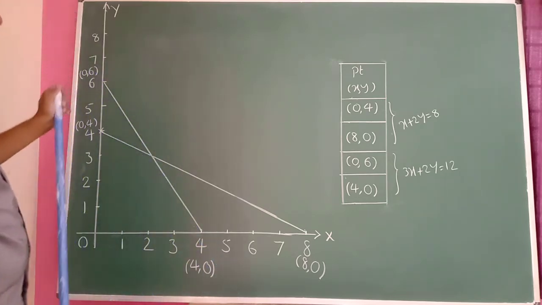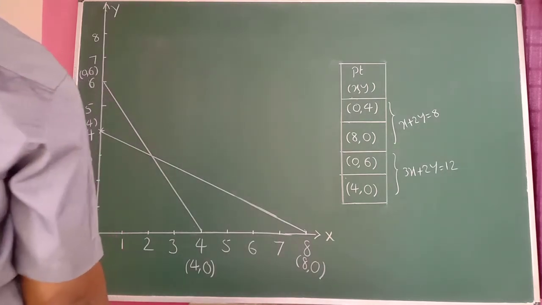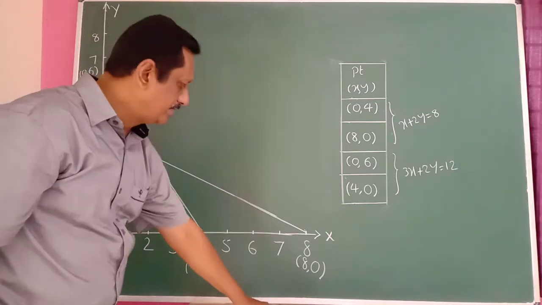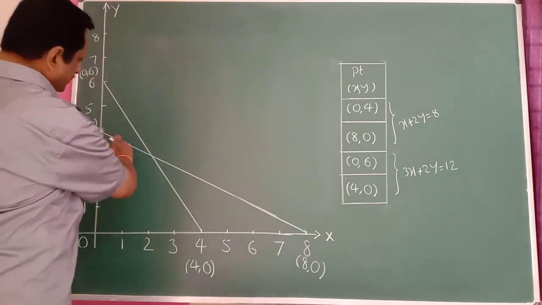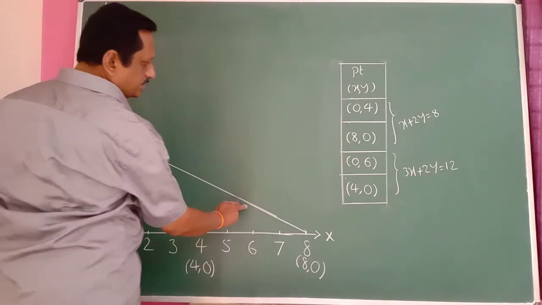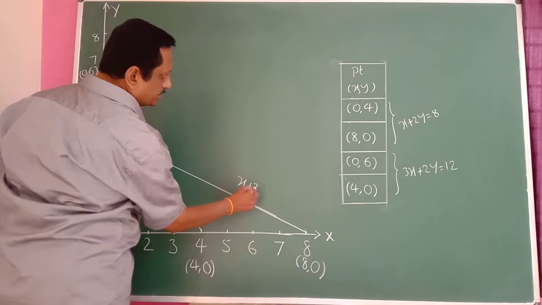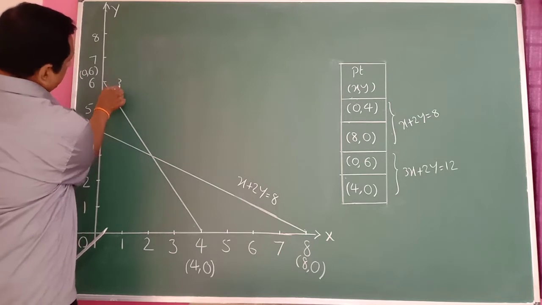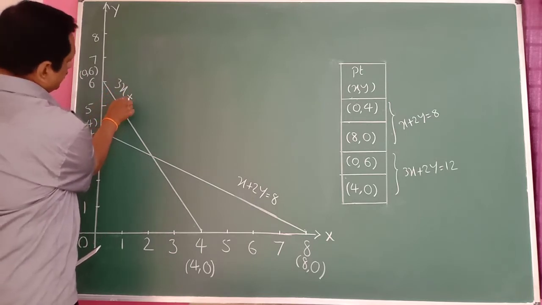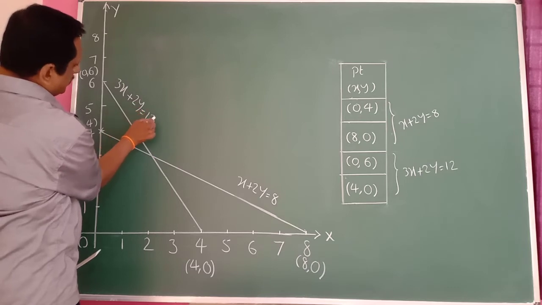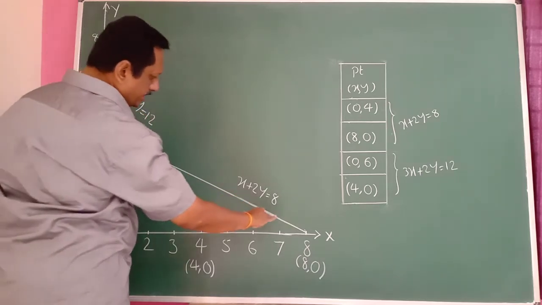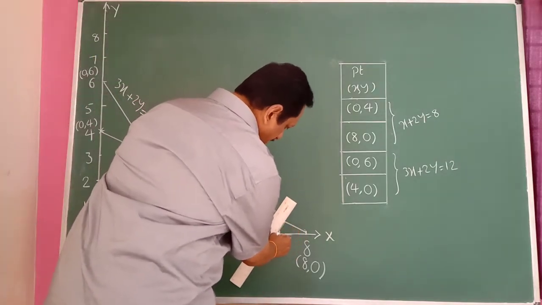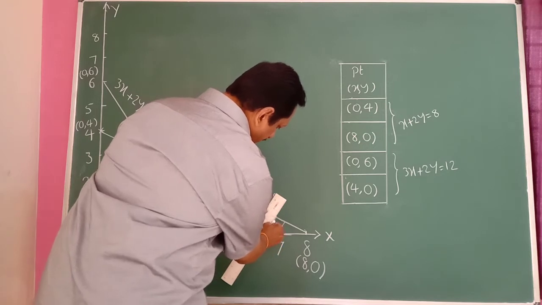Okay. Next, both are less than type inequalities. Both are less than type. Therefore, shading is below these lines. Below lines. Here this equation is given by x plus 2y is equal to 8, and the equation of this line is 3x plus 2y is equal to 12. Suppose you take this line, a less than type inequality, therefore shading is below the line, like this. Shading is below the line.